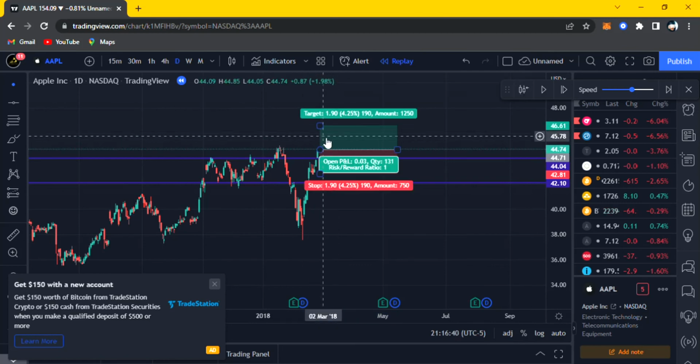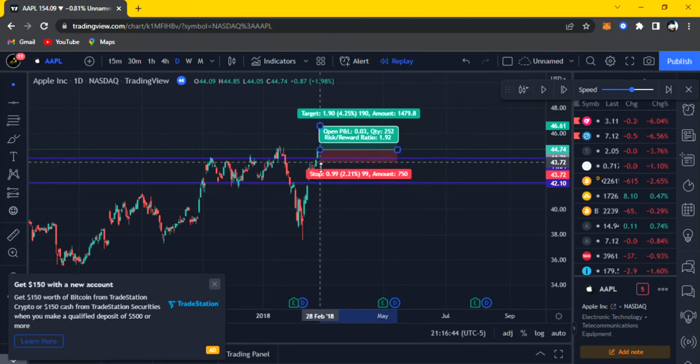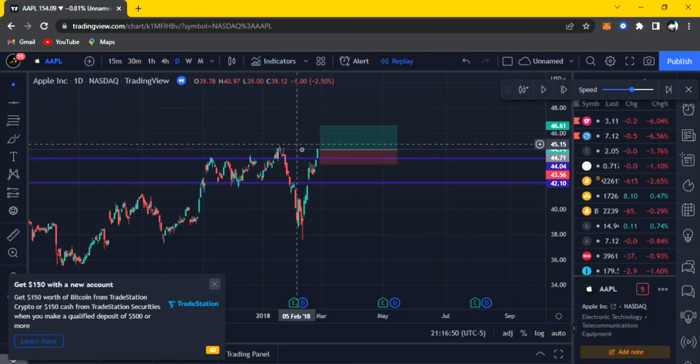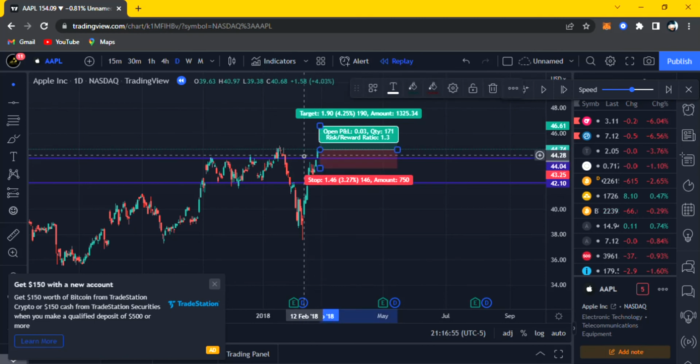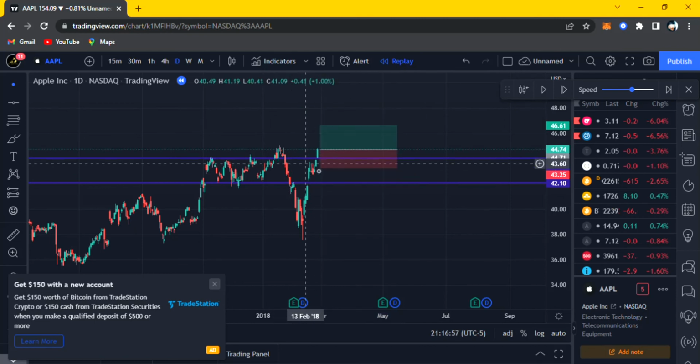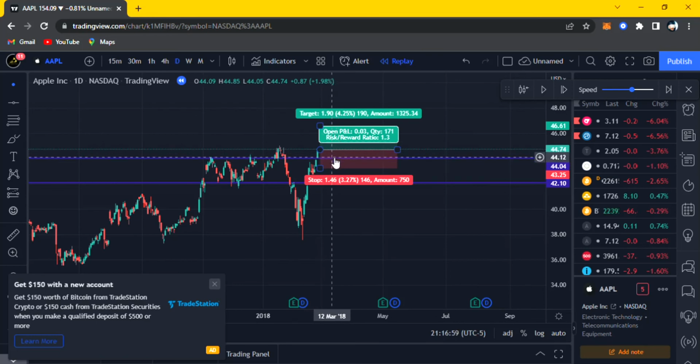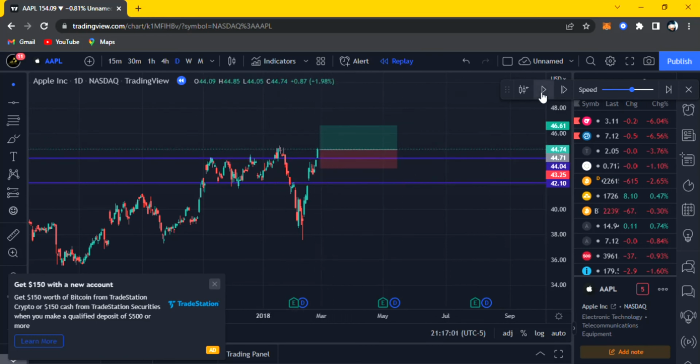That is our take profit. Remember, we want to always take less risk and more reward. So we're going to make the stop loss here right under the zone. Here, I'll make it a little wider. There we go. We have more reward than we do risk. Now let's see what happens on this trade.